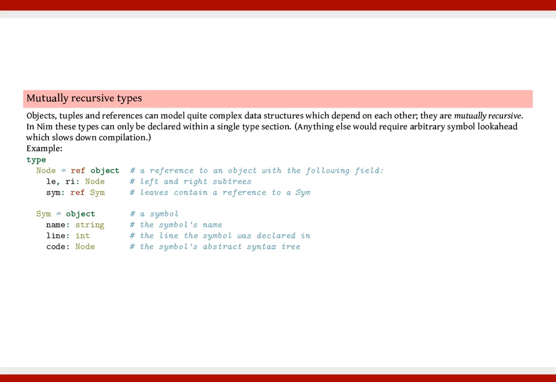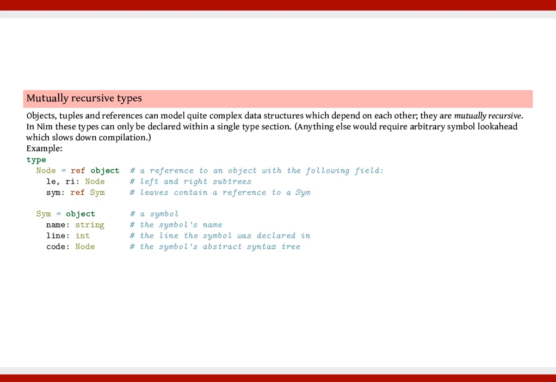Mutually recursive types. Objects, tuples and references can model quite complex data structures, which depend on each other. They are mutually recursive. In Nim, these types can only be declared within a single type section. Anything else would require arbitrary symbol lookahead, which slows down compilation.